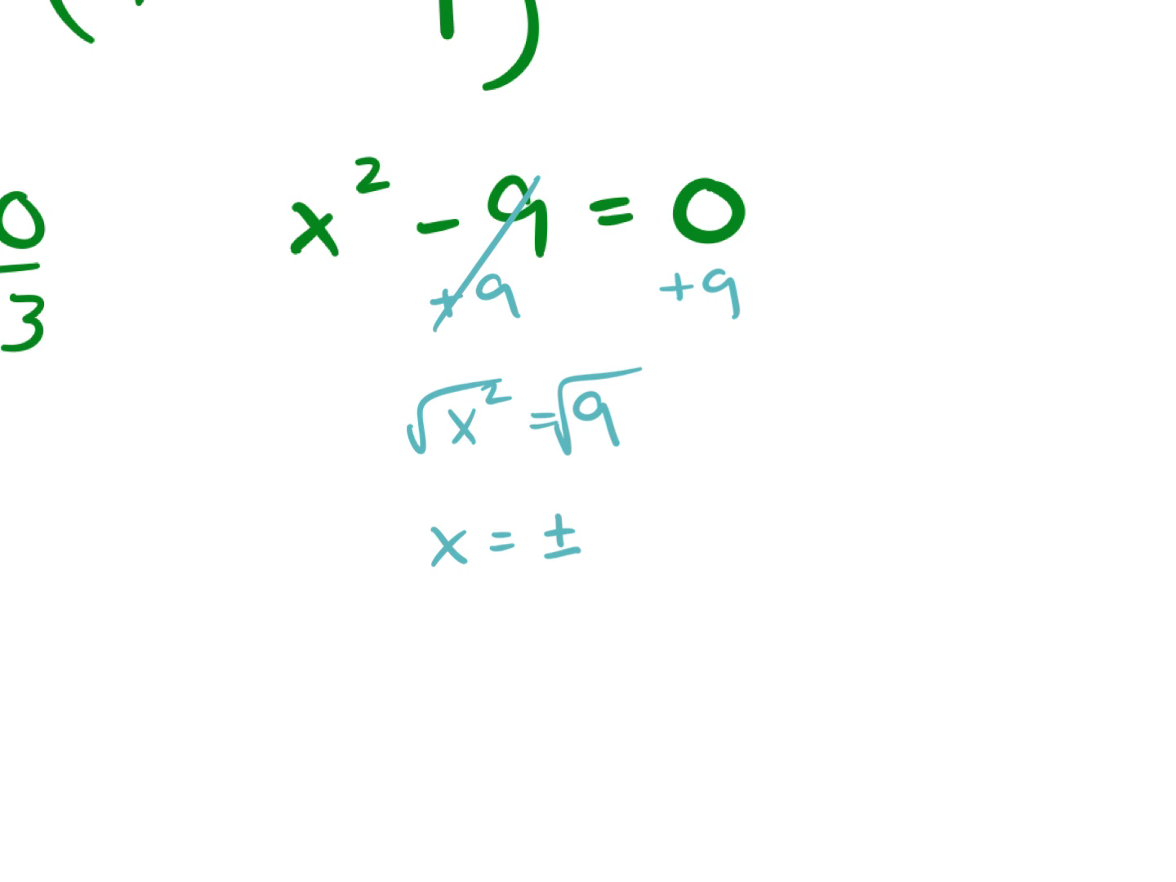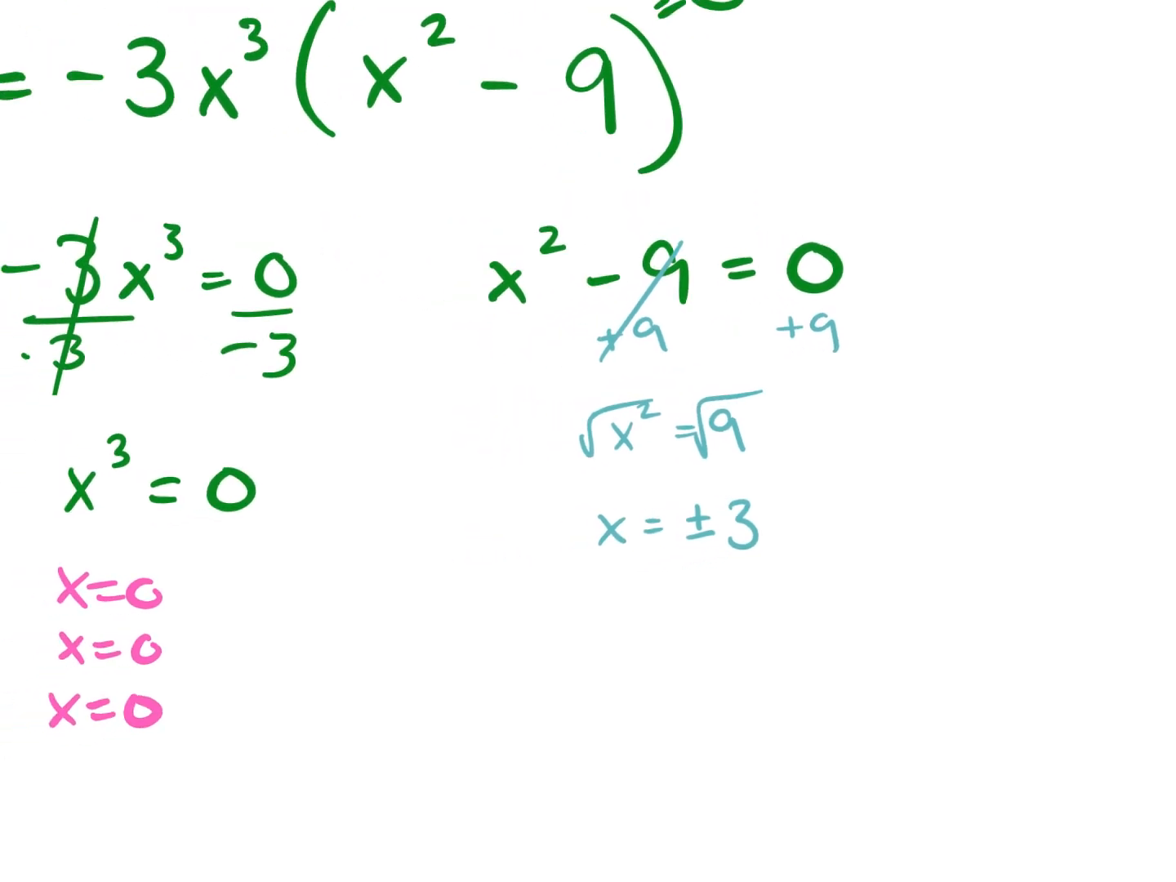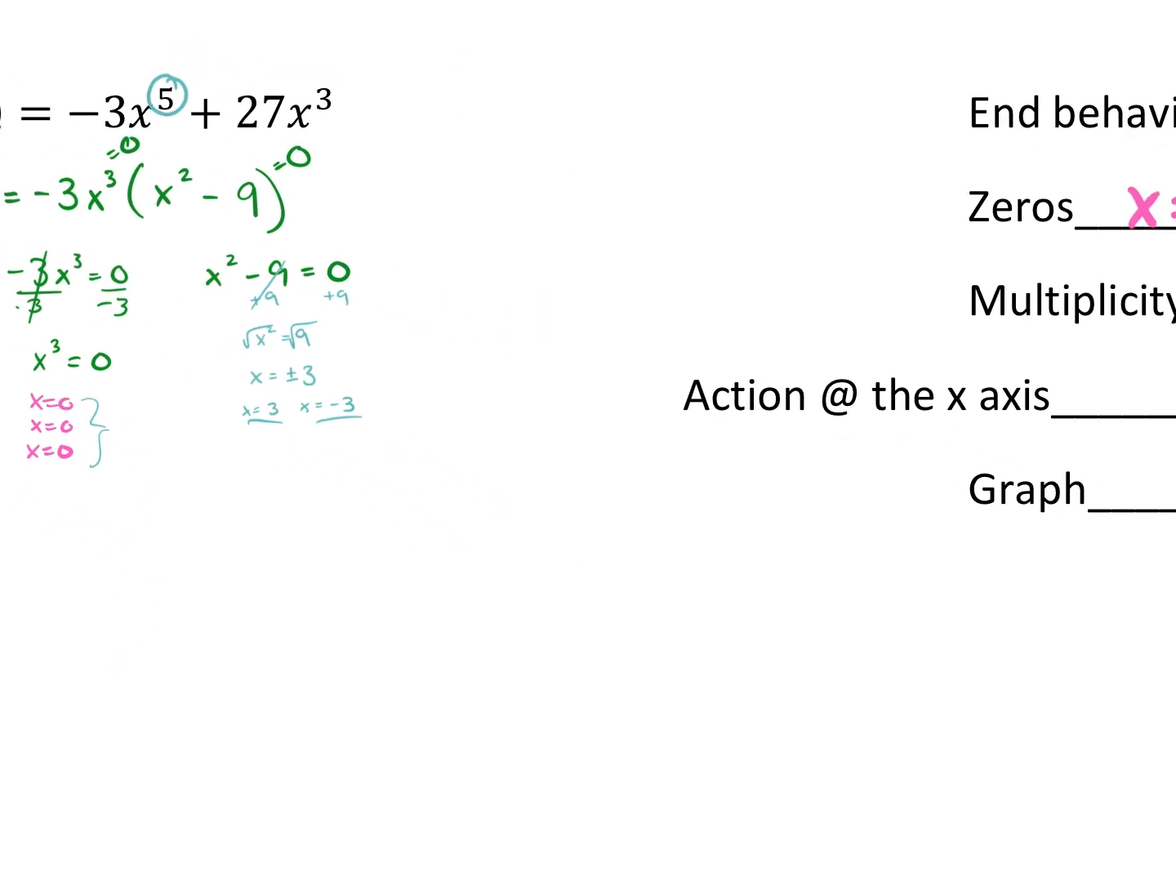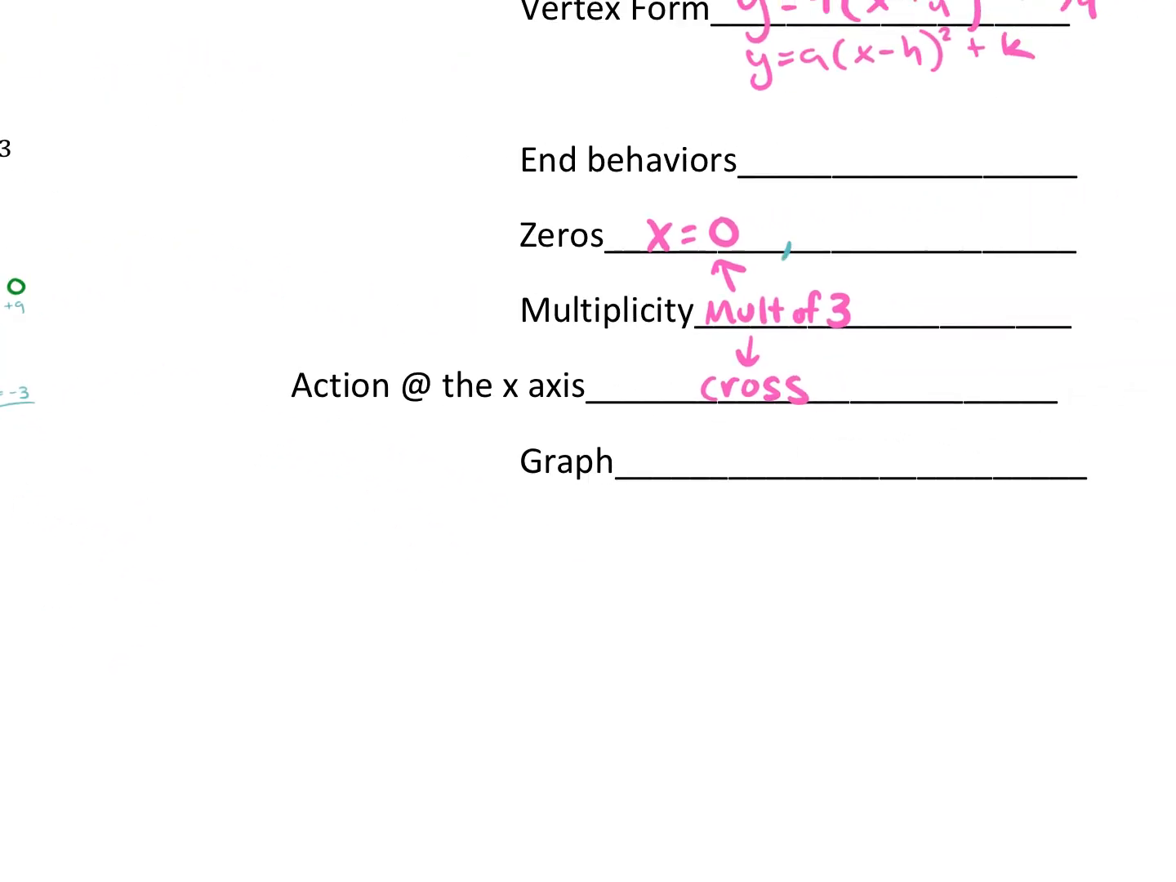So plus or minus the square root of 9 is 3. Now this makes sense because we have 3 zeros here. We've got x equals positive 3 and x equals negative 3. So that gives us our 5 zeros that we knew we were going to have at the start. So on my list, I'm going to say x equals 3 and negative 3. At these two numbers, we have a multiplicity of 1. When we have a multiplicity of 1, do we touch and turn or do we cross? We're going to cross.